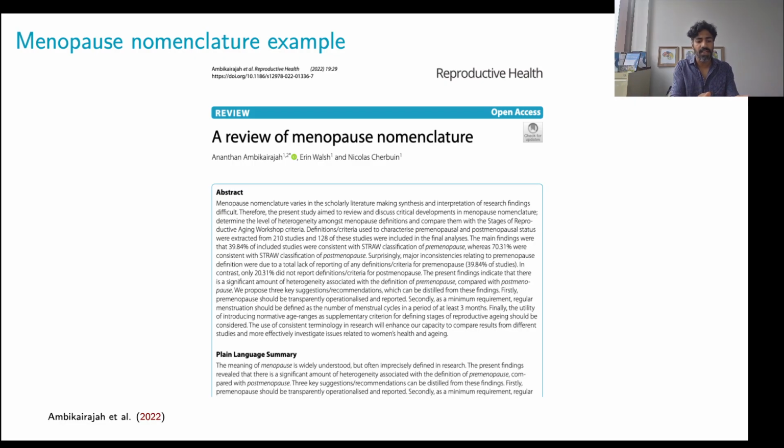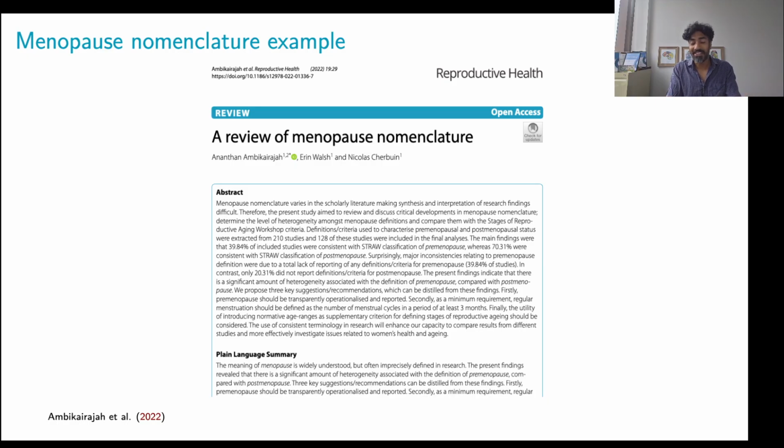But really the most rigorous definition or standard has been the STRAW criteria, which is the Stages of Reproductive Aging Workshop, where they got the best researchers together in the field. They came together and they worked through what the definitions of the stages of reproductive aging in women would be. And so that's what produced the definitions for postmenopausal women and premenopausal women. And in this paper, I was interested in not only the history, but also how much people were adhering to these definitions that were there.